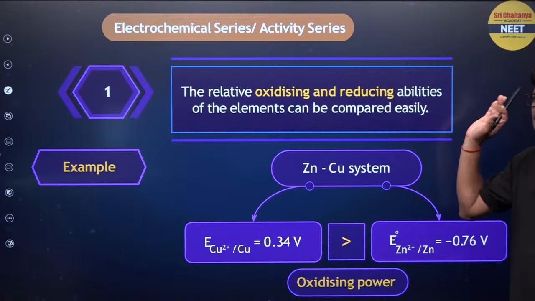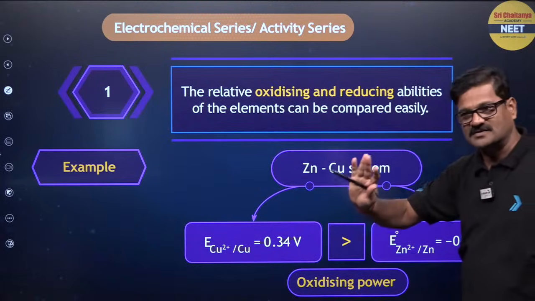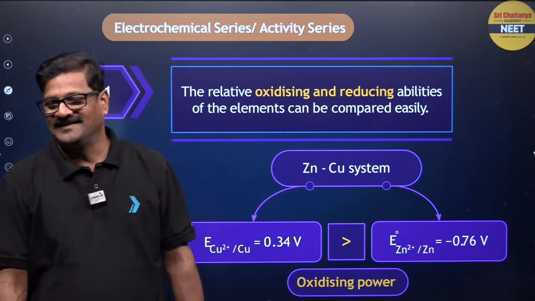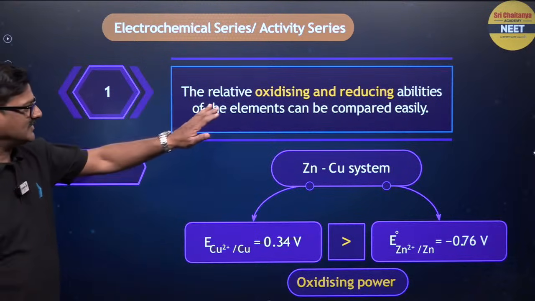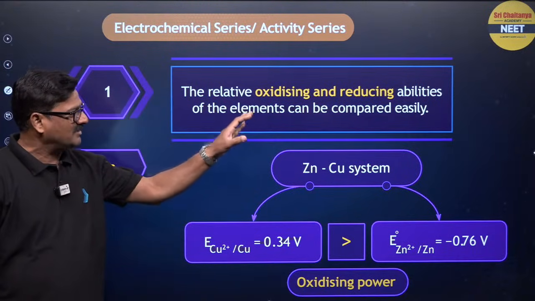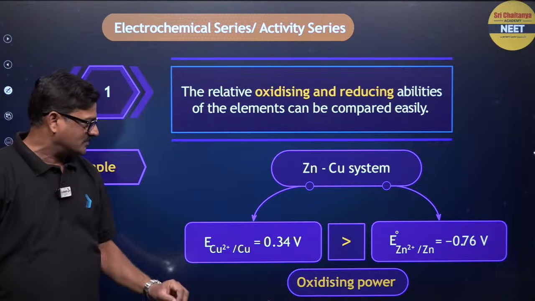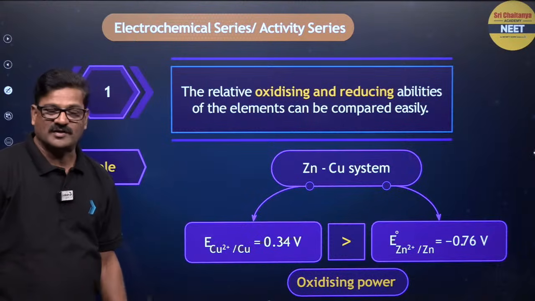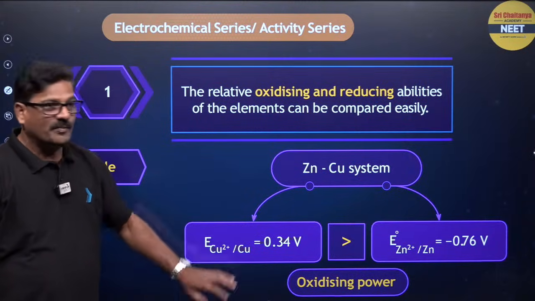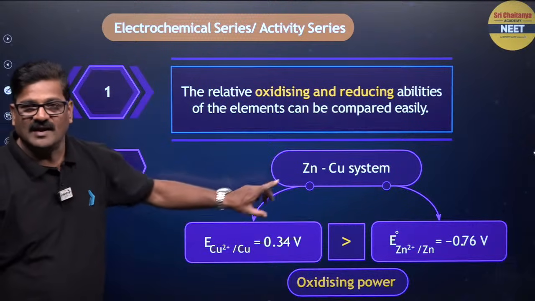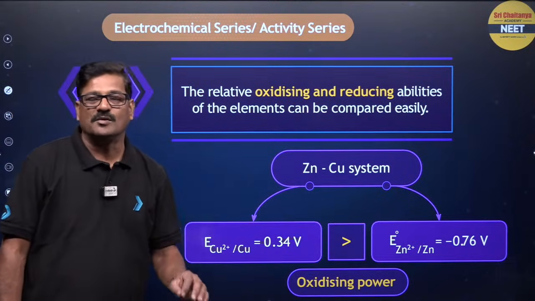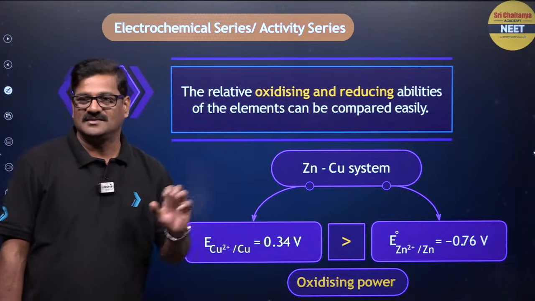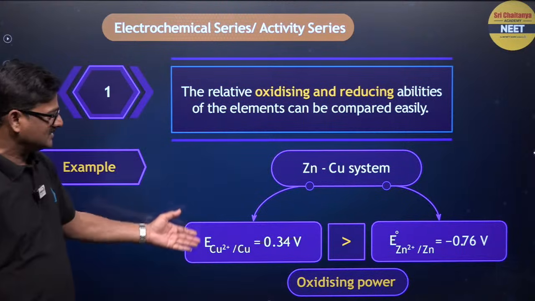So electrochemical series and activity series applications, 4 applications are there that I wanted to give you directly. Right, beta? Fine. So relative oxidizing and reducing abilities of the elements can be compared. Zinc copper system: copper plus 0.34, zinc minus 0.76. So copper has good oxidizing power as compared to zinc. So oxidizing power is directly proportional to the standard reduction potential value. You can say this, right?